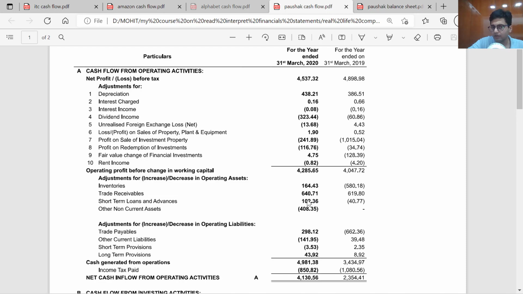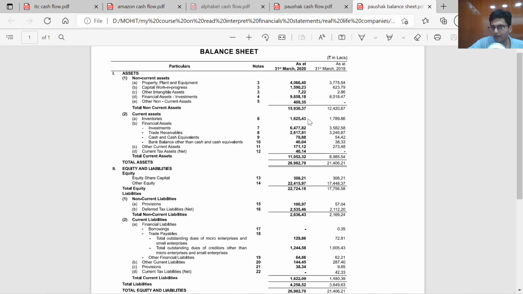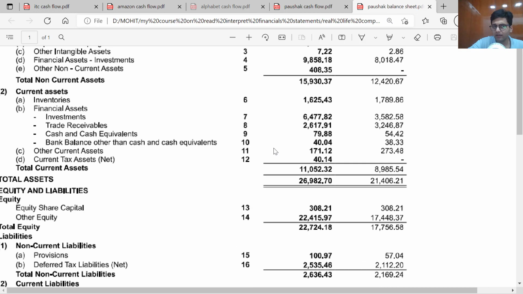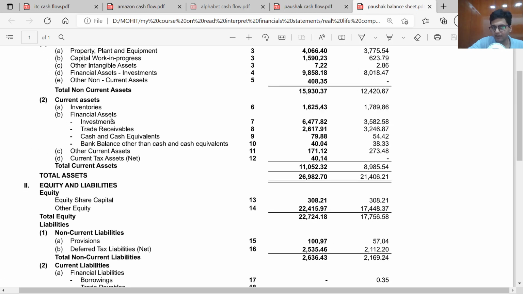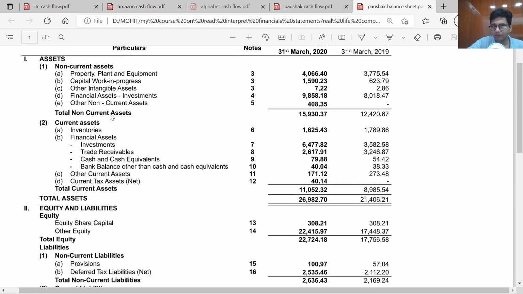So all these figures are actually taken from the balance sheets. Now, one more important thing to understand: these current assets, what are the things which we have not taken? So in current assets or the operating assets, we have taken our inventories, we have taken our trade receivables, we have not taken cash and cash equivalents.